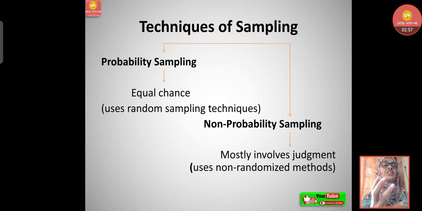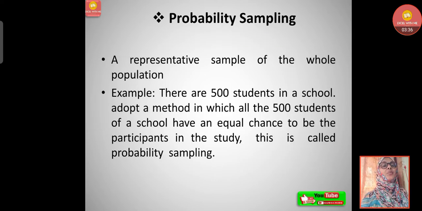Let's start with just the meaning of these two. What is probability sampling? It uses the random sampling technique. We will understand what the random technique is also in the next slide. Probability means equal chance. That means whoever subjects we are going to take, they have an equal chance of getting selected. Non-probability is exactly opposite to that, that is, it involves judgment. There won't be any randomization. Randomly we will not pick. It uses non-randomized methods.